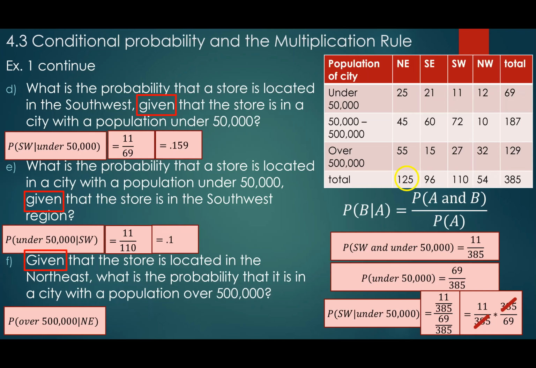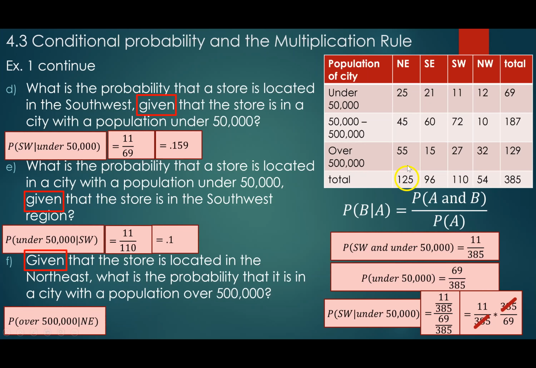The requirement is the store has to be in the northeast. Do you agree that the northeast region right here is 125? I don't care about southeast, southwest, or northwest. I only care about northeast. So this is the total store in the northeast region, the column I'm looking at, and this is my new denominator, 125.